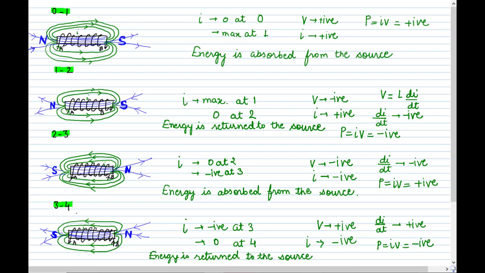Now the last cycle is 3 to 4 where our current decreases from the maximum negative value to 0. So our core gets demagnetized, eventually the flux becomes 0 and whatever was the energy absorbed in the previous cycle is again returned to the source. So if you see the net energy, then first energy is absorbed and then the similar energy is returned in the second cycle. In the third cycle, energy is again absorbed for the opposite polarity of the poles and the similar energy is returned to the source. So we can say that the net energy for the complete cycle is 0.